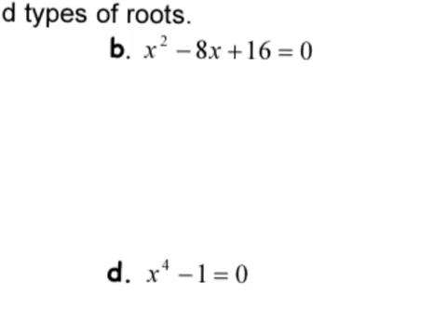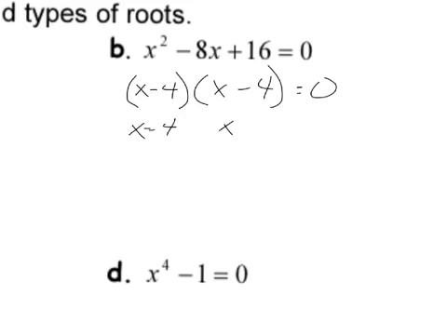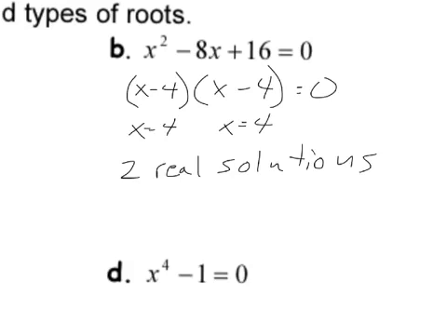Now, hopefully you saw that you could factor this down to x minus 4 times x minus 4 equals 0. And then you would have said, hey, well, that means that x equals 4, and you would have gotten the same thing here. So technically, this is two real solutions. Even though it's the same solution twice, it's still two real solutions. And it's two positive real solutions.